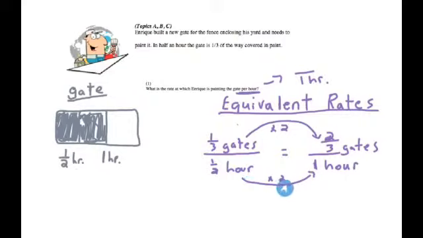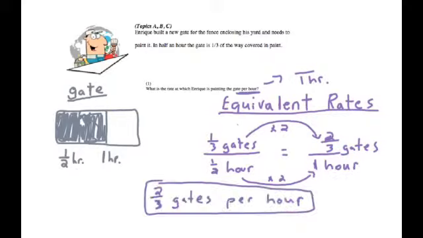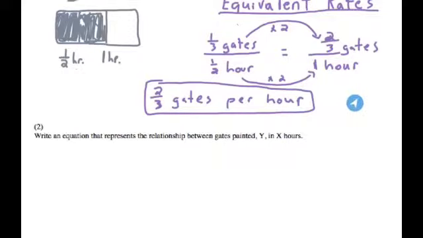Their equivalent rate, we set that equal to 1 hour. 1/2 times 2 equals 1 hour. We would multiply 1/3 times 2 and find the rate: 2/3 gates per hour. Here's our answer to question 1: 2/3 gates per hour. The work that we did in question 1 can help us to answer question 2. Write an equation that represents the relationship between gates painted Y in X hours.